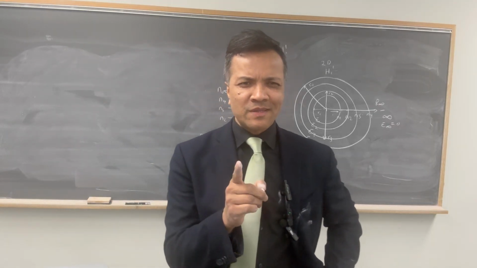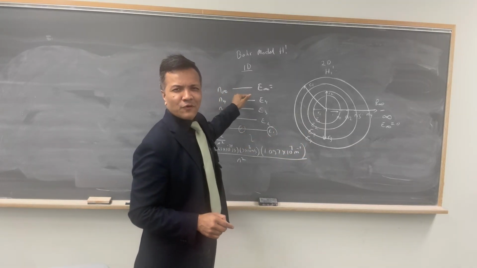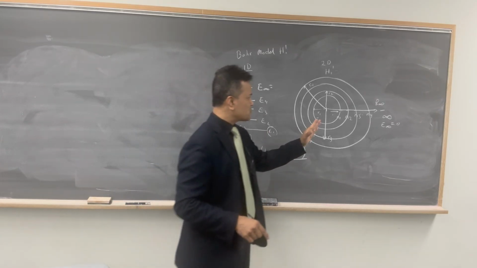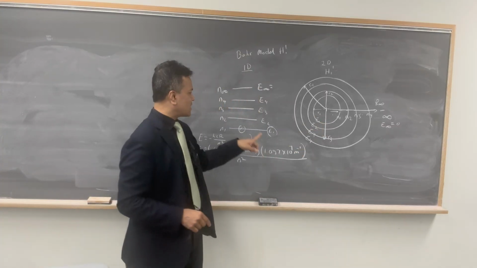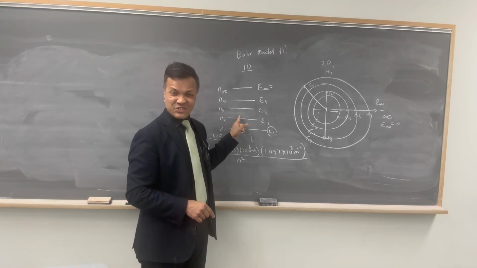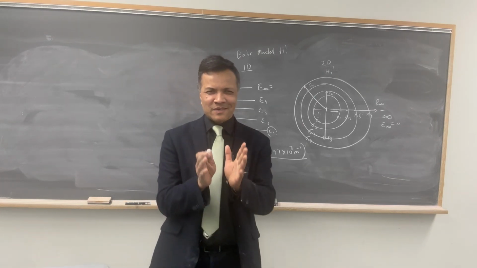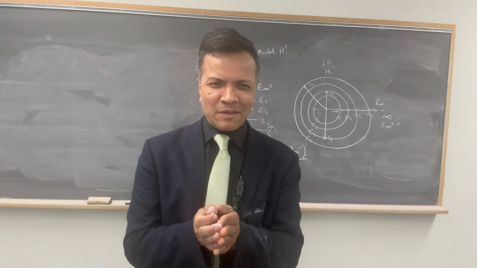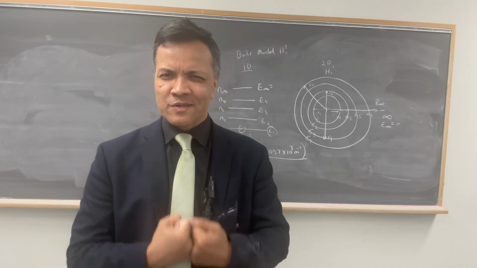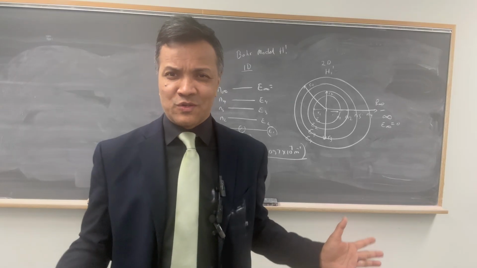n has to be either 1, or 2, or 3, or 4, or 5. It cannot be 1.2, or 1.3. So an electron at n equals 1 cannot go between n1 and n2. It has to go to either n2, or n3, or n4, and so on. This is what gave birth to quantum mechanics. The electron is only allowed to go to the quantized states, not any location it wants to.